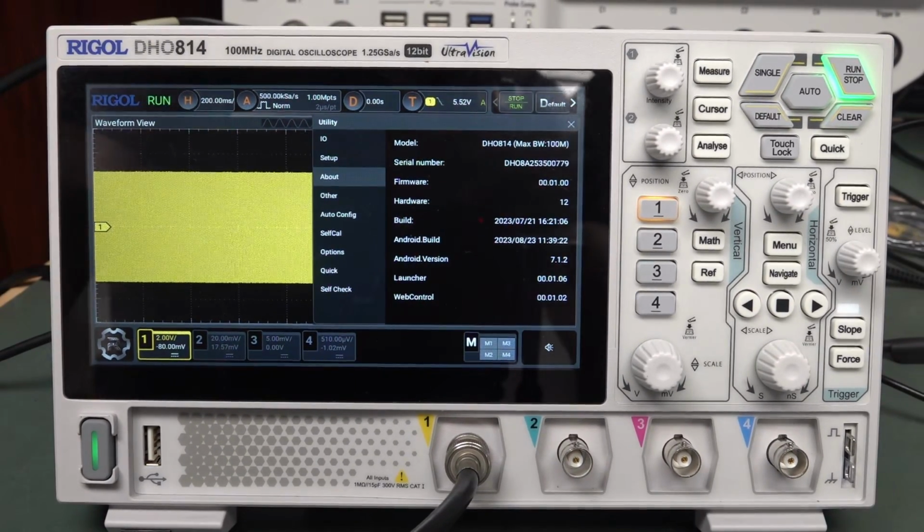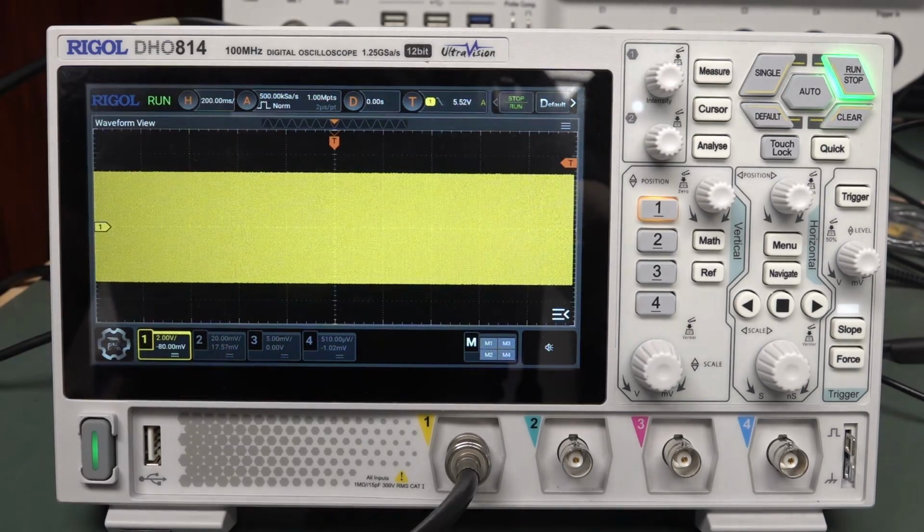But anyway, I will start an EEVblog forum thread. It was suggested that I start a forum thread for any issues found on the 800, 900 series models. So I'll start that thread and include this video here. But yeah, anyway, I couldn't find that. So that one's really weird.